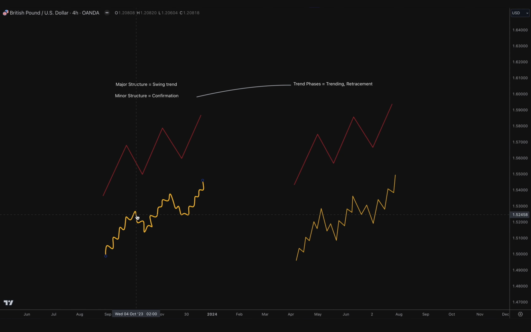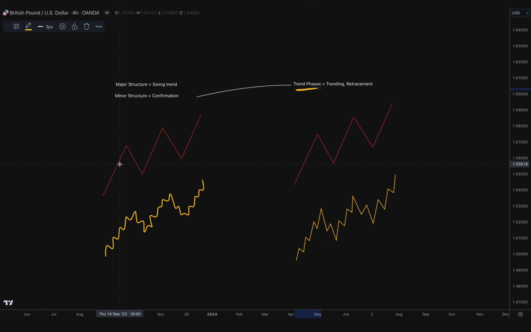Now I don't trade the minor structure trend because you can see that it changes quite a lot. You are bullish here, then it goes bearish, bullish, and it constantly changes. But what I do use it for is confirmation. So what is the confirmation for? Confirmation is to determine what our overall trend phase is.